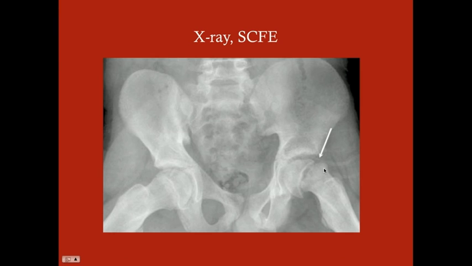Here's another case of SCFE. This one's a little bit less obvious. Here again, you see this very obvious line, which is your growth plate, and then the rest of the femur, which has gotten detached. It's become slipped off of the rest of the femur, of the femoral head. Here you can see your physis right here. The right femoral head is normal.